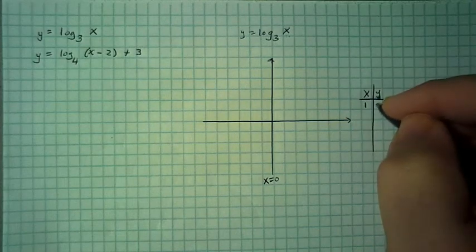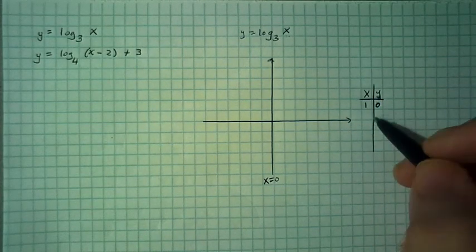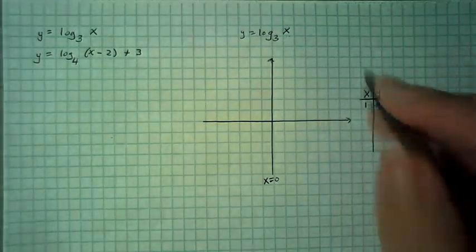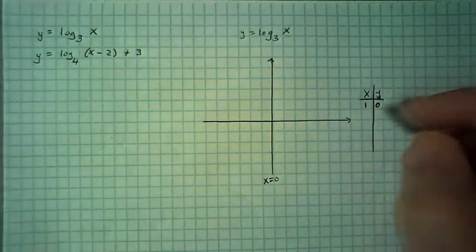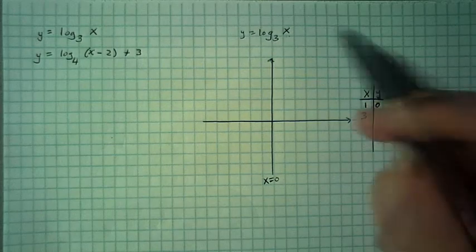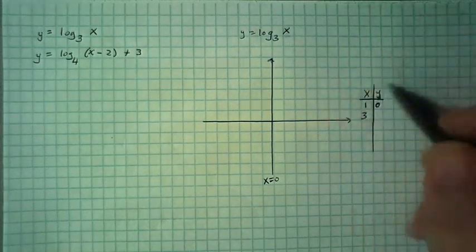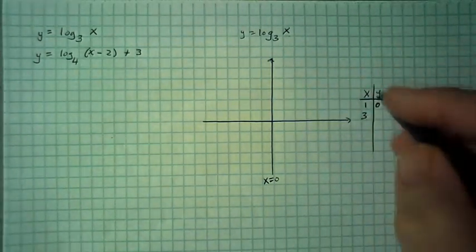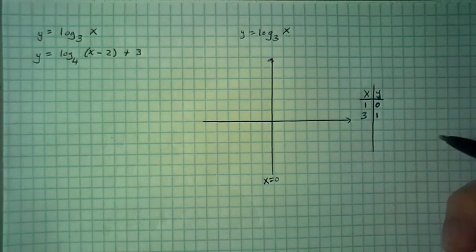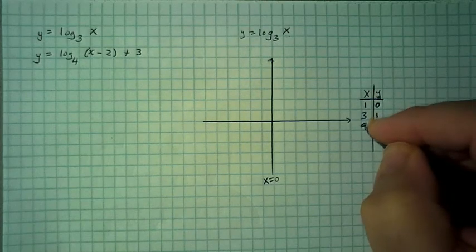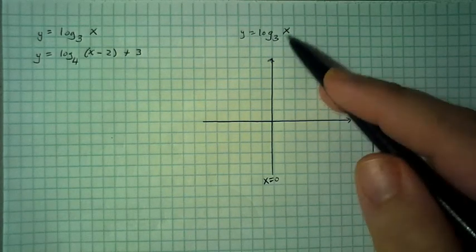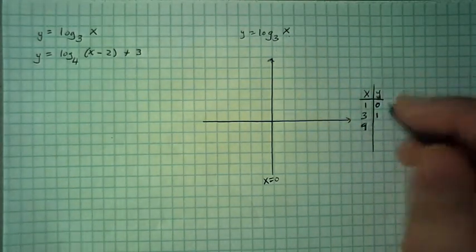So if my argument is 1, the answer is 0, so the point is (1, 0). The next nice point to stick in is the one that makes the argument equal the base. So I want to stick in 3, because 3 to the first power equals 3. What power do I stick on 3 to get 3? 1. Then the next nice power of 3 is 9, which is 3 squared. So what power do I stick on 3 to get 9?